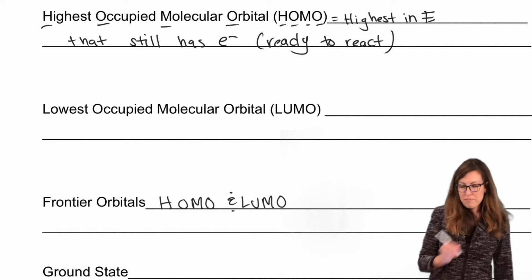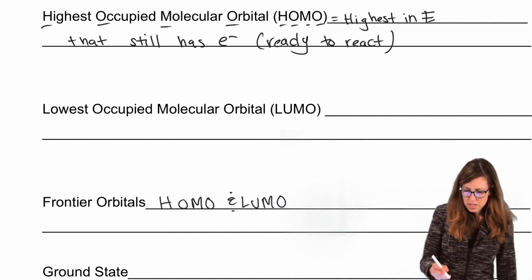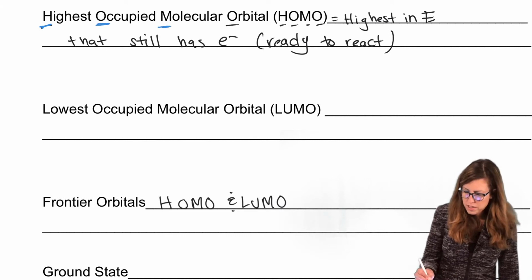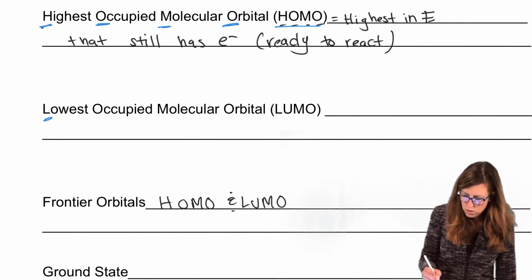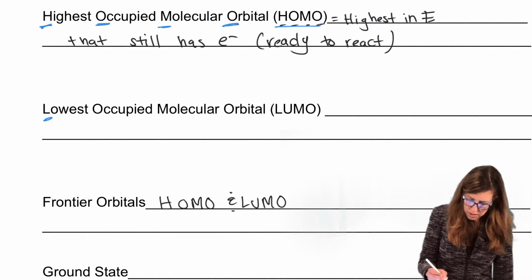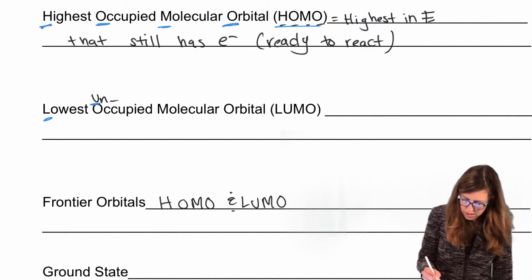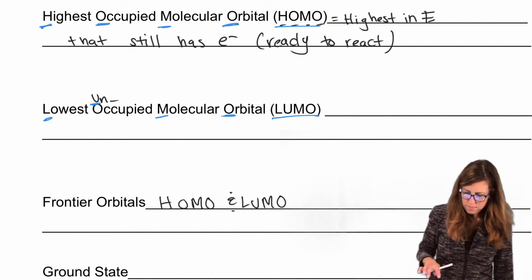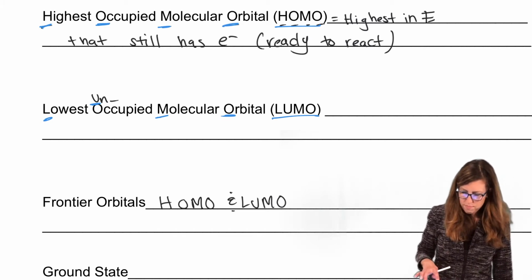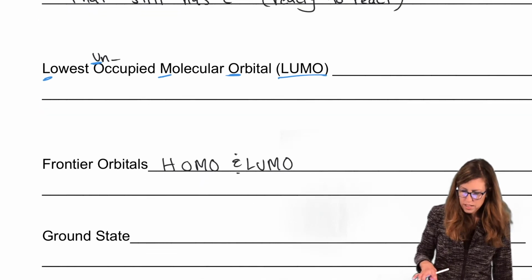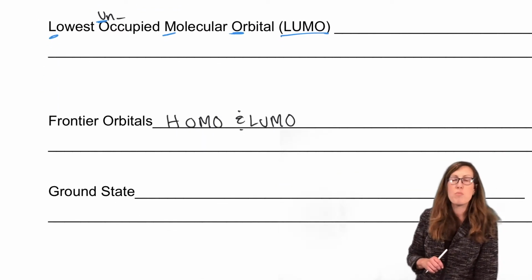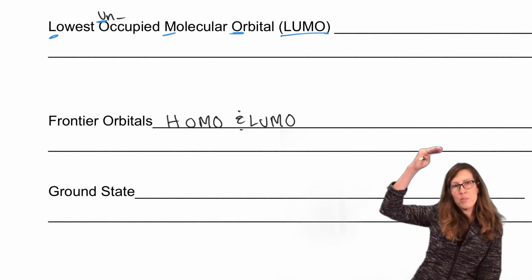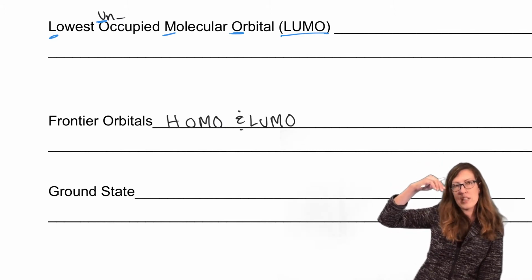The LUMO, let's do this in a color. I should have done that. Highest occupied molecular orbital. Oh, I have a typo there. Unoccupied, LUMO. So the LUMO is the lowest unoccupied. You start looking at the energy levels from the top. The highest one that still has an electron in it is the HOMO.